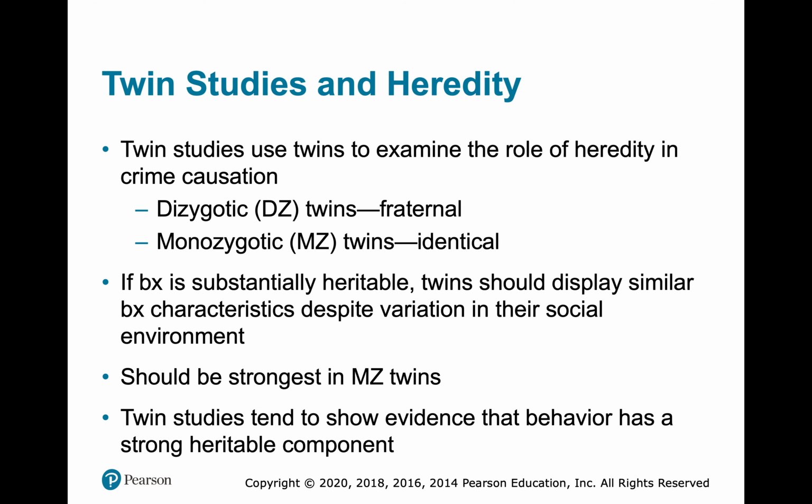Now, one of the ways we can try to study genetics and whether or not genetics plays a role in criminal behavior is to look at twins. Okay, so dizygotic twins are fraternal twins. Two eggs get fertilized at the same time. Monozygotic twins are identical. One egg is fertilized and it splits early on. So they have the exact same DNA. Now, if behavior is substantially heritable, twins should display similar characteristics despite any variation in their social environment. And we should see this most strongly then in identical twins. Twin studies do show that behavior does seem to have a strong heritable component.